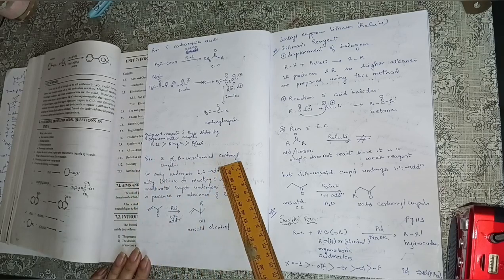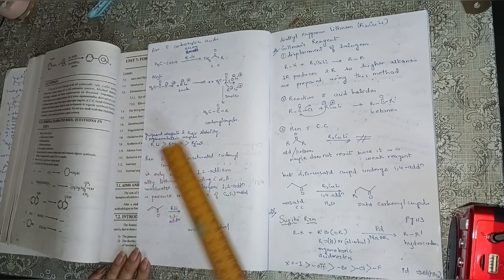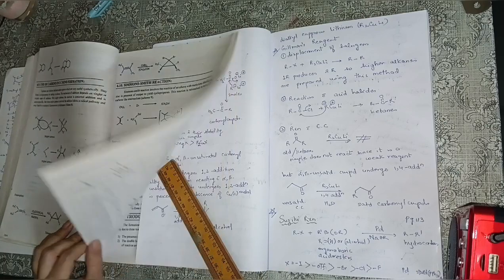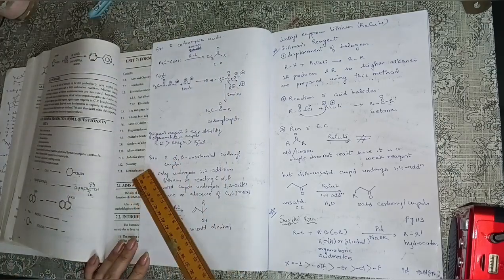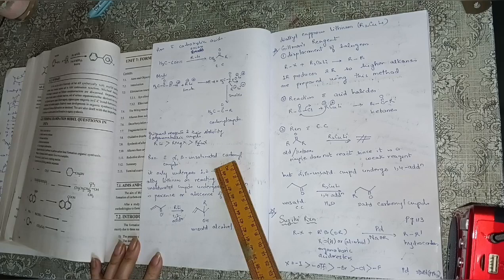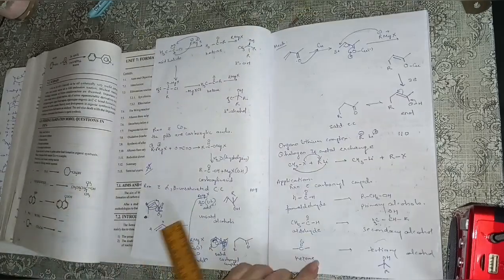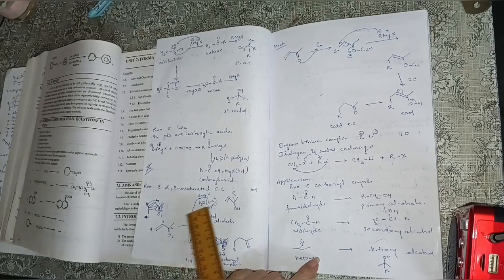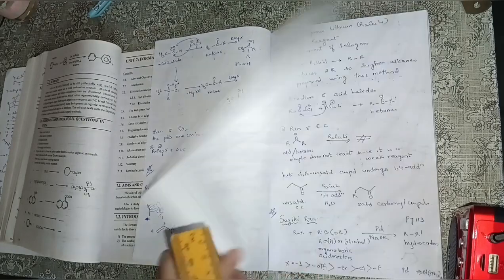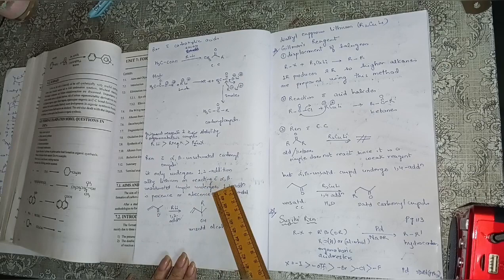Reaction with alpha beta unsaturated carbonyl compounds. Now, organolithium compounds, when reacted with alpha beta unsaturated carbonyl compounds, undergo only 1,2 addition. When it is magnesium, it undergoes 1,2 and 1,4. Here only 1,2 addition is shown.